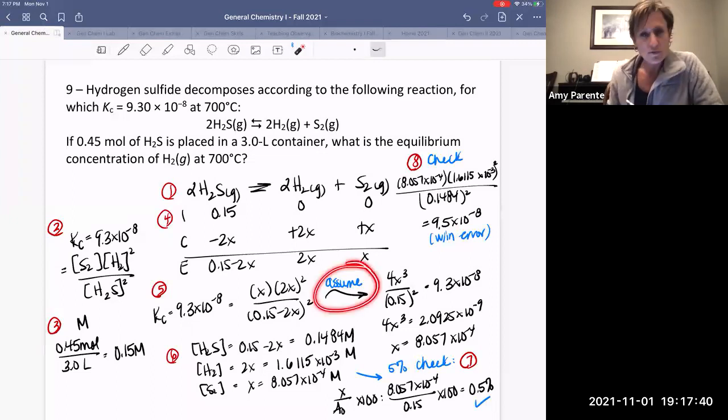So an assumption is going to be important because it's going to allow us to simplify this 0.15 minus 2x to 0.15. Now, maybe, Sarah, this is where things happen. I'm going to ask you in a second.